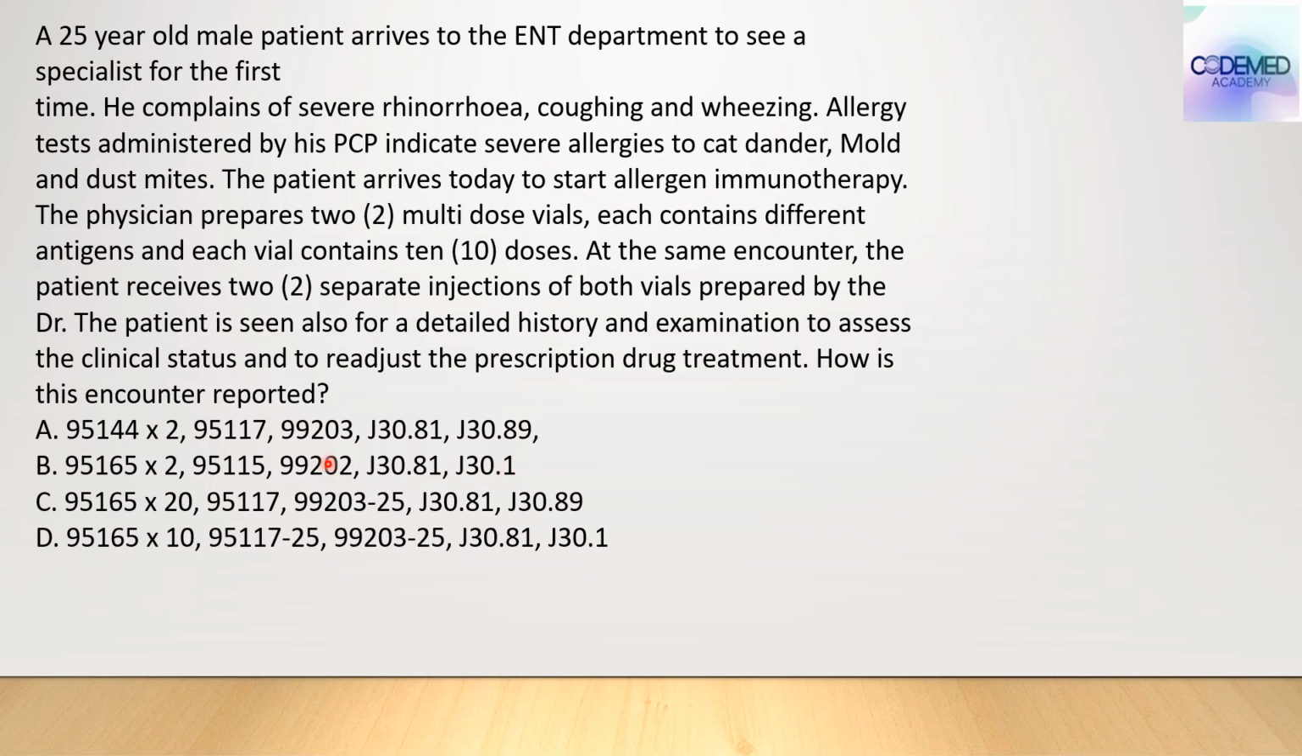Now, in this case, when you have multiple codes, remember if one code is wrong, the whole answer is wrong. Now we have all these codes.